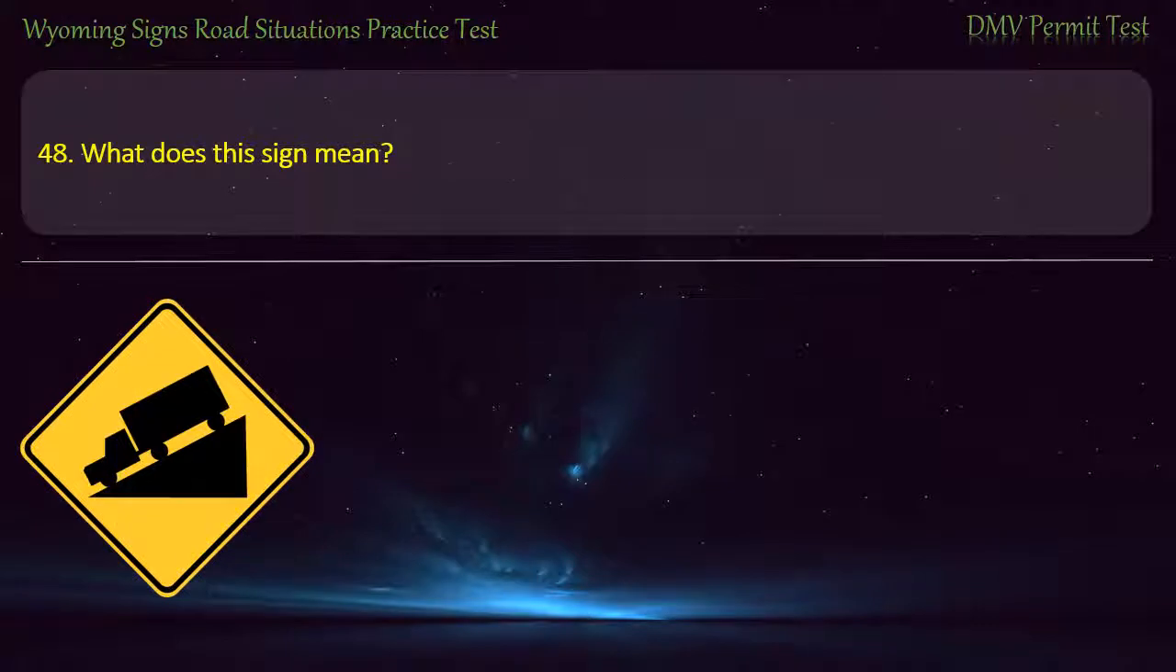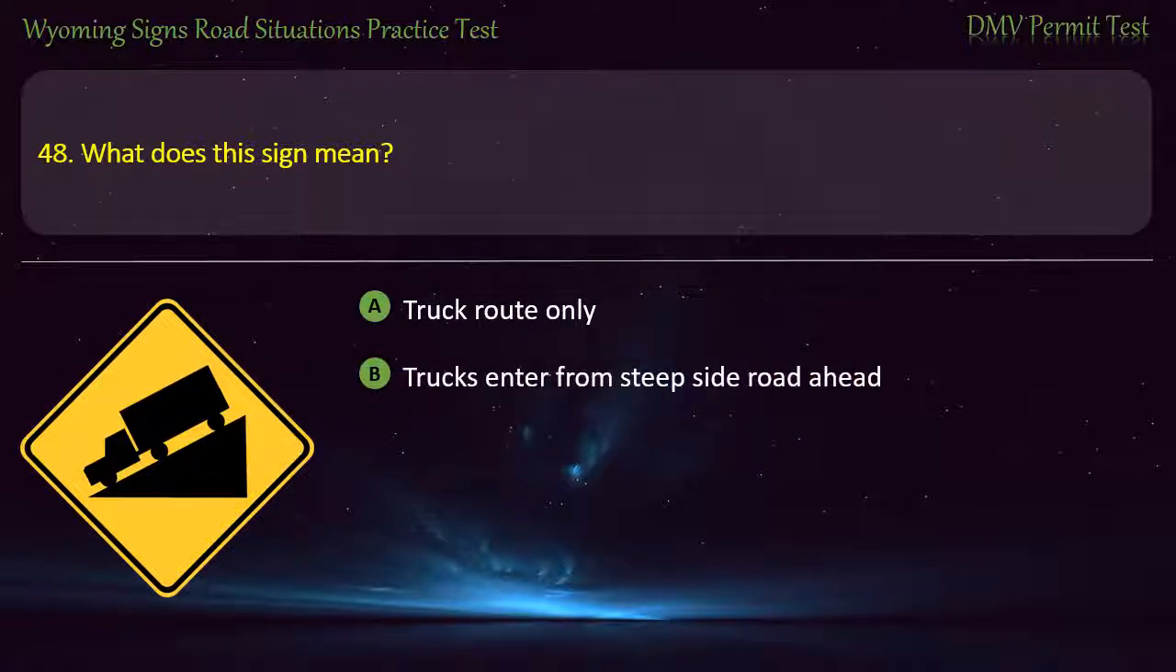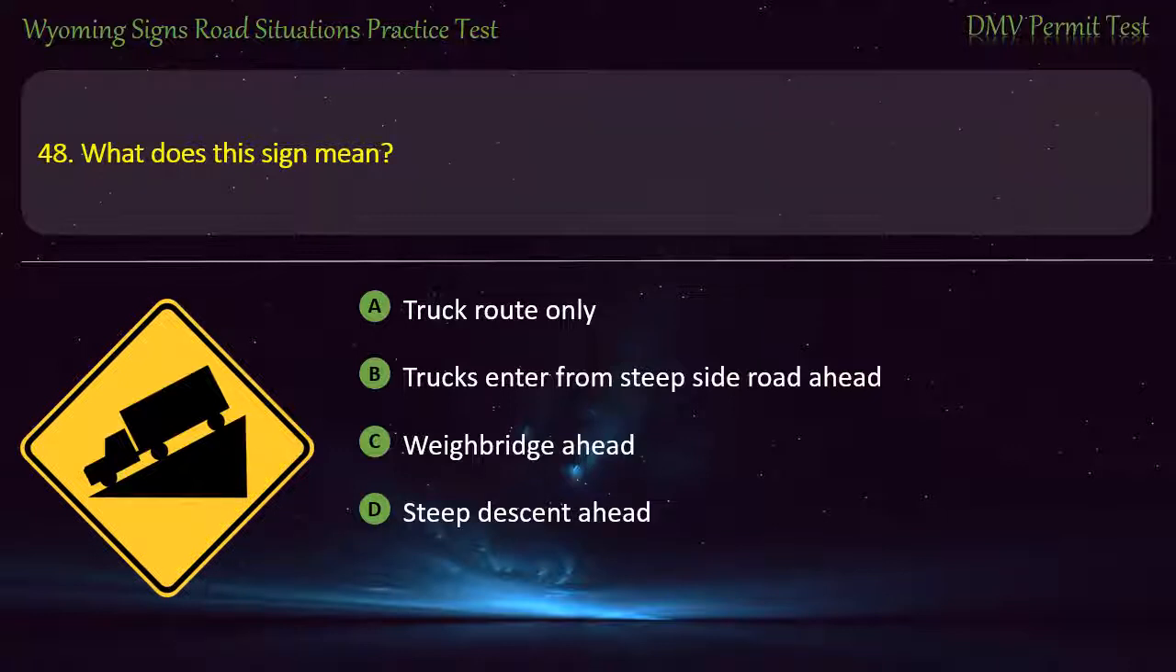Question 48. What does this sign mean? Truck route only. Truck entering from steep side road ahead. Weighbridge ahead. Steep descent ahead. Answer. Steep descent ahead.